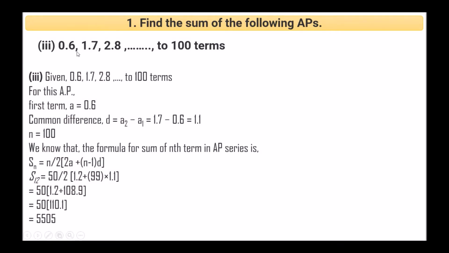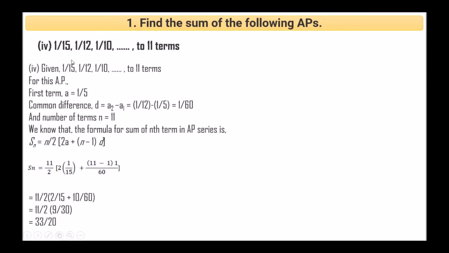Next, 0.6, 1.7, 2.8, and so on. There are 100 terms. So first term a is 0.6, common difference d is 1.1, n is 100. We know that the formula for the sum of n terms in an AP series is Sn equals n upon 2 into (2a plus (n minus 1) d). So we will find S100 equals 5505.